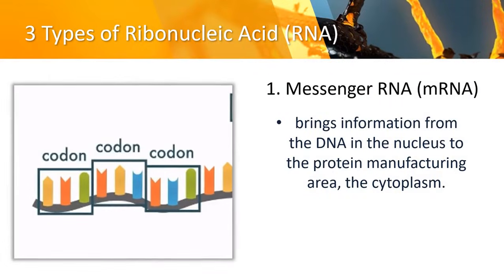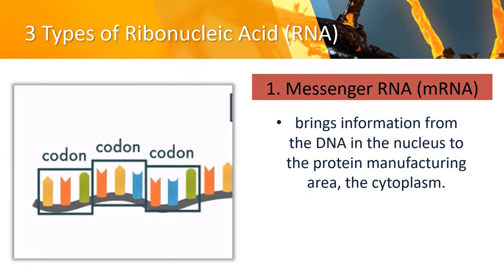There are 3 types of ribonucleic acid. Number 1, messenger RNA, or mRNA. It brings information from the DNA in the nucleus to the protein manufacturing area, the cytoplasm. Ito ang nagdadala ng impormasyon galing sa DNA papunta sa cytoplasm. In the cytoplasm, the mRNA becomes a template of information to make proteins.